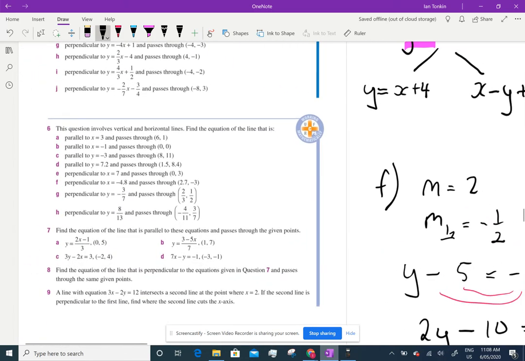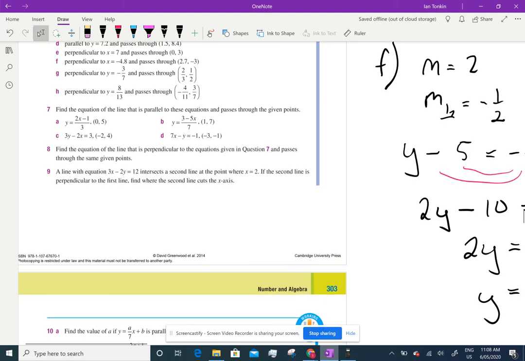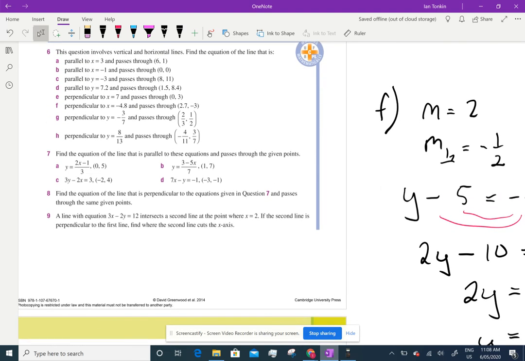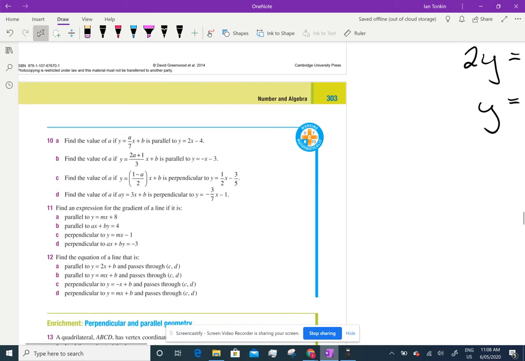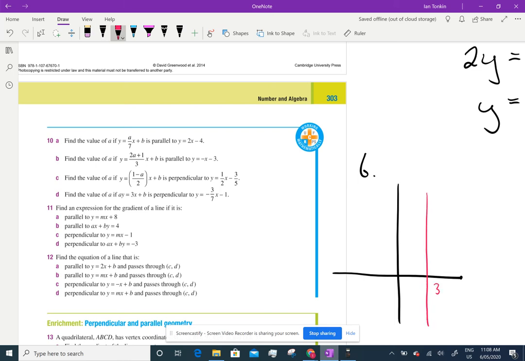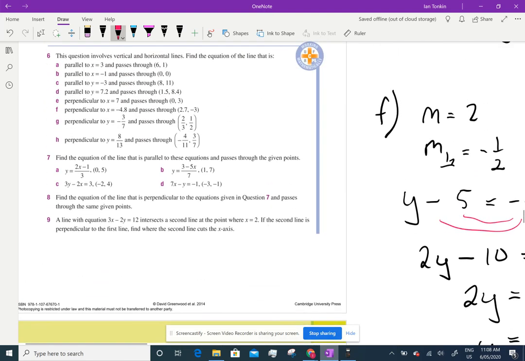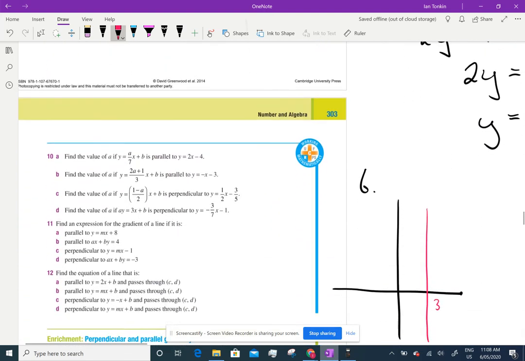In question 6, these questions involve vertical and horizontal lines. Now, you can draw them, or you can just write whatever the value is. So let's have a look at 6. The first one, parallel to x equals 3. So x equals 3 is a line going through 3. So it's parallel to that. And what does it go through? It goes through 6. And who cares?